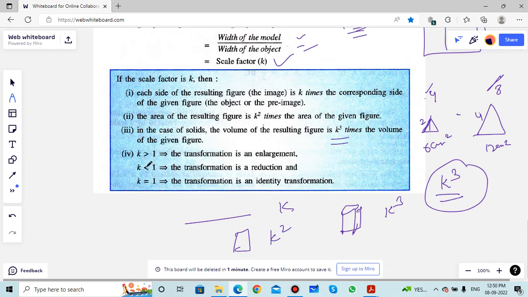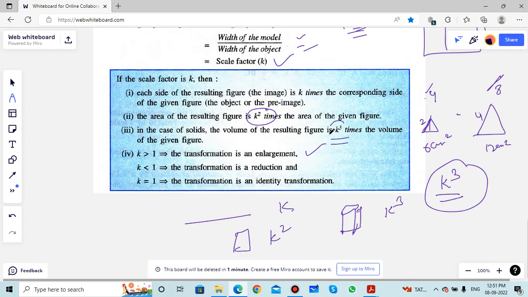Now remember, K is greater than 1 when it is enlarged. Obviously, if it is more than 1, then only it will get enlarged. If it is less than 1, it means it is reduced, and if it is equal to 1, it means it has not changed. The size is the same. In fact, they are congruent figures or congruent shapes, we can say.